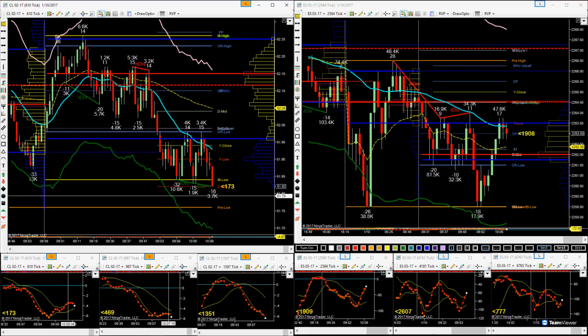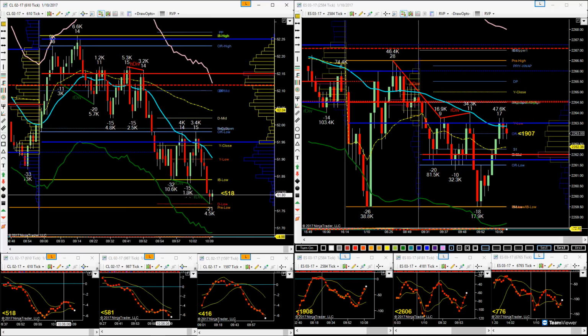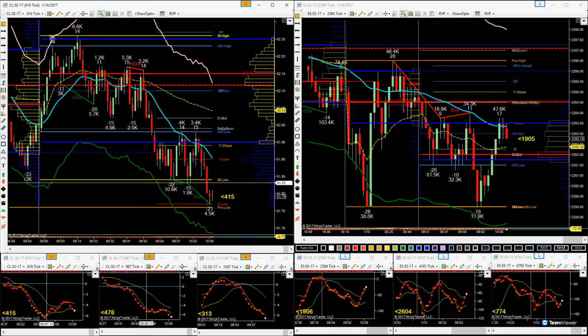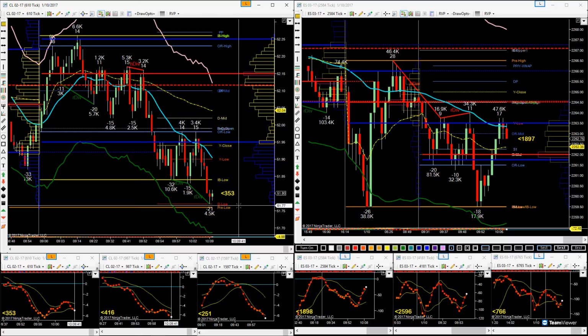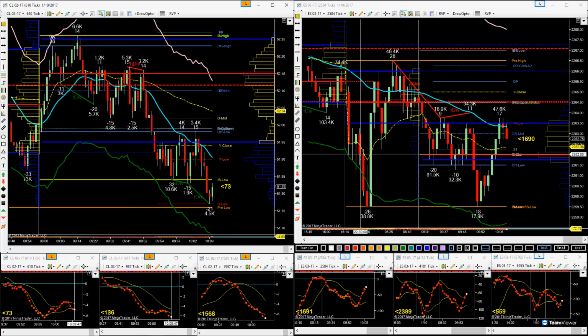We still have divergence along the 610. We do not have divergence on the 987 whatsoever, and we're about to lose it on the 610 as well. So coming down, testing the next key level here, the overnight low. And at this point, I will be done trading for the day.